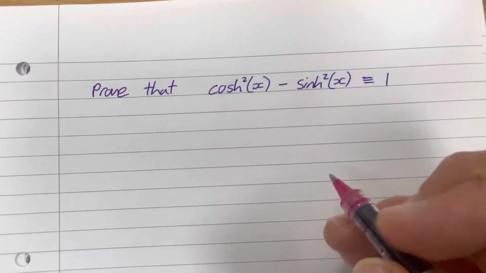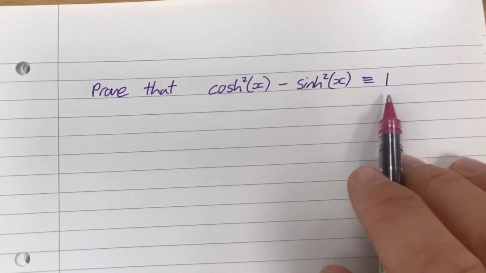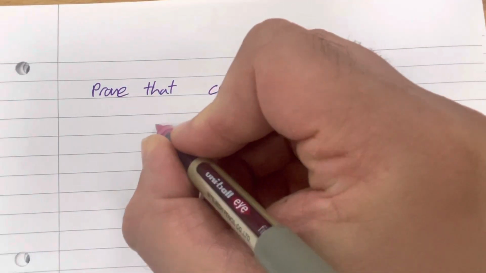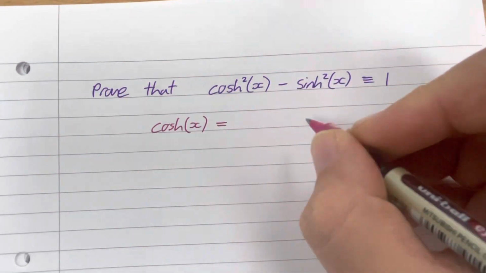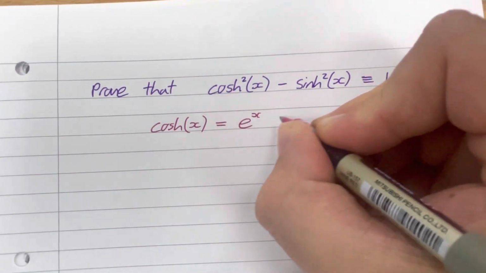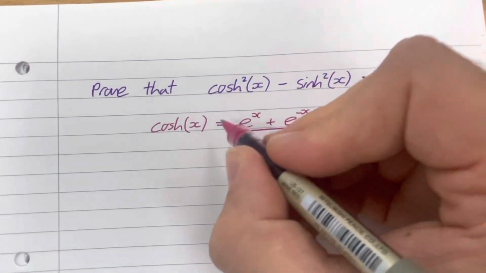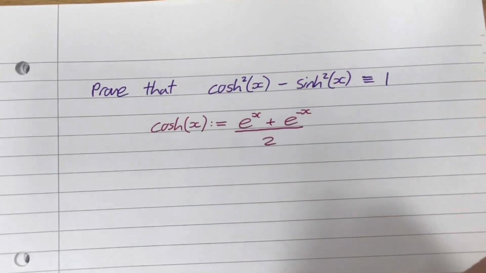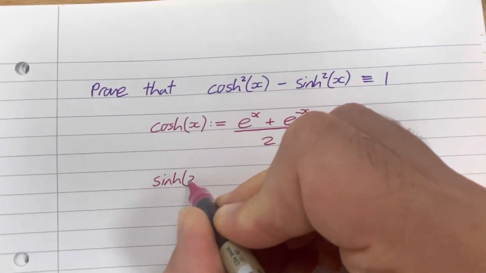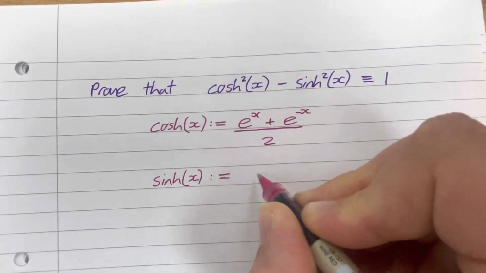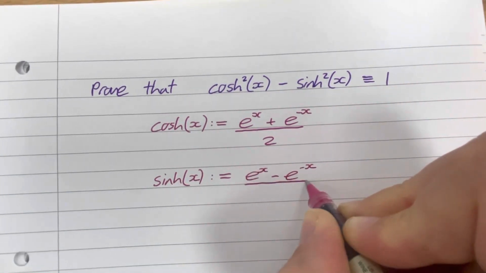So we're going to use the definitions for cosh and sinh in terms of exponential functions and show that this will always be the number 1. So we recall that cosh of x is, by definition, e to the x plus e to the minus x, all divided by 2. Probably should put a little colon there. By definition, that's what it equals. Sinh of x, defined very similarly. That is e to the x minus e to the minus x, all divided by 2.